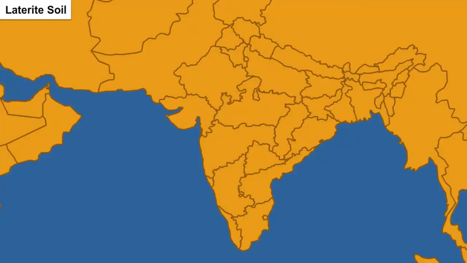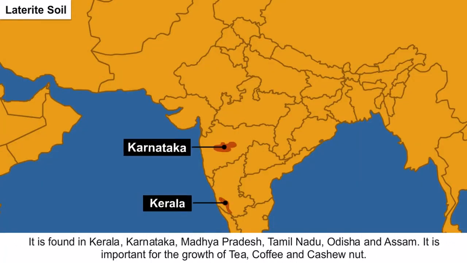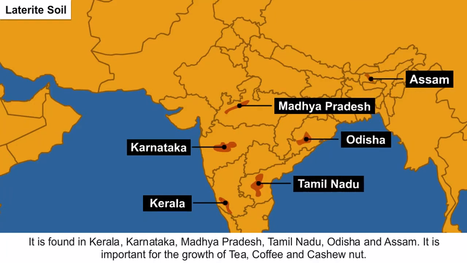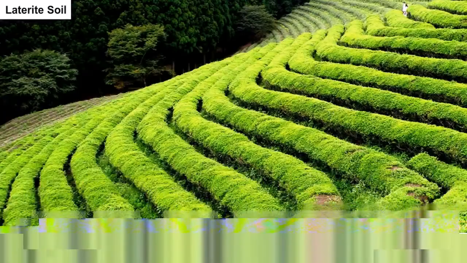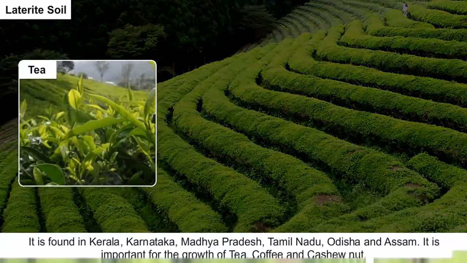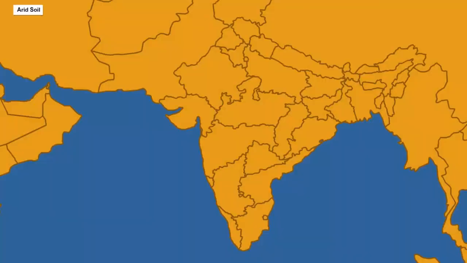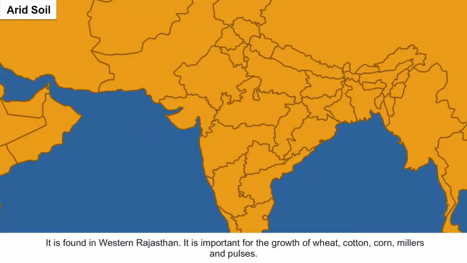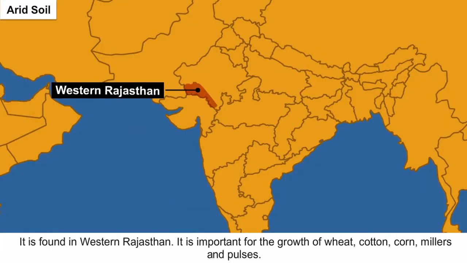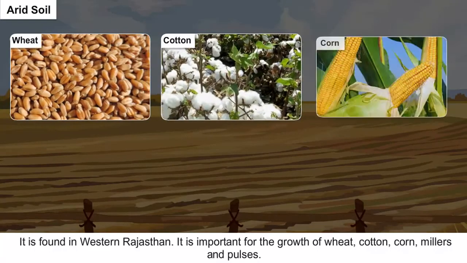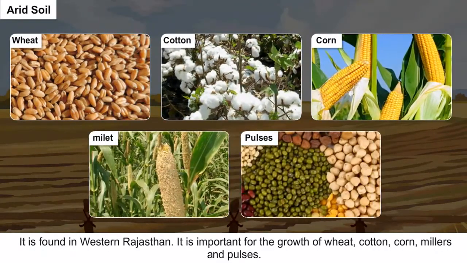Laterite soil. It is found in Kerala, Karnataka, Madhya Pradesh, Tamil Nadu, Odisha and Assam. It is important for the growth of tea, coffee and cashew nut. Arid soil. It is found in western Rajasthan. It is important for the growth of wheat, cotton, corn, millet and pulses.